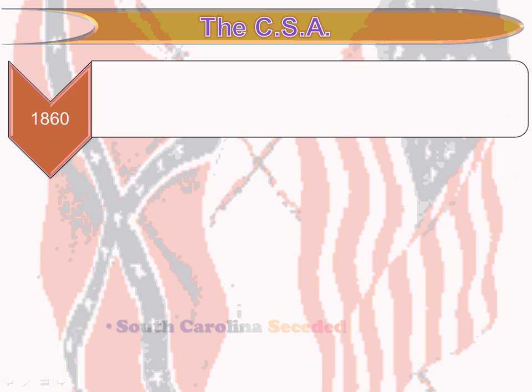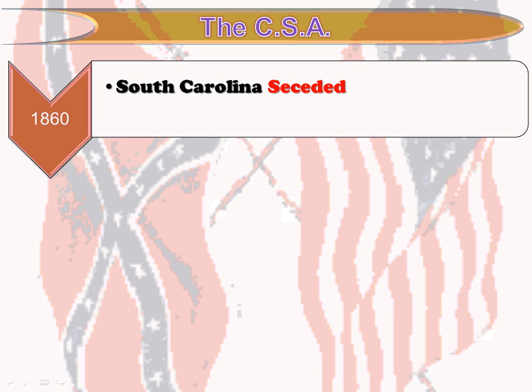So, here's a timeline of things that happened with regards to the CSA. Timeline of events. December 1860. What happens? South Carolina secedes. South Carolina seceded from the Union. And what does seceded mean? Leaving. So, in other words, South Carolina left the Union. They said, we are now our own country, the country of South Carolina. They were the first state to do so in December of 1860.